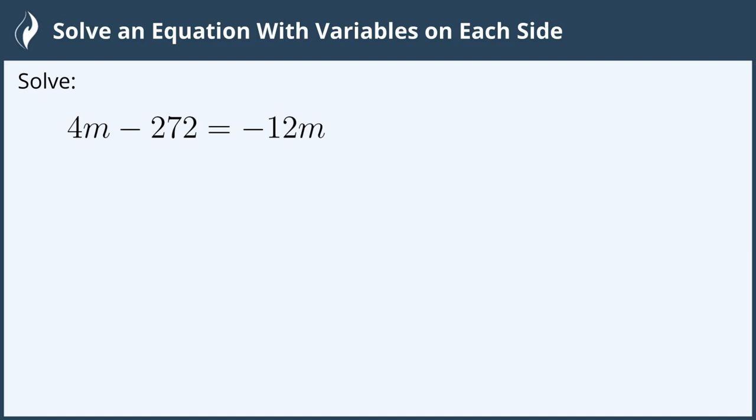Hi everyone! In this video, we will solve an equation with variables on each side. Solve for m: 4m minus 272 equals negative 12m. To do this, we need to combine all of the variables on one side of the equal sign.